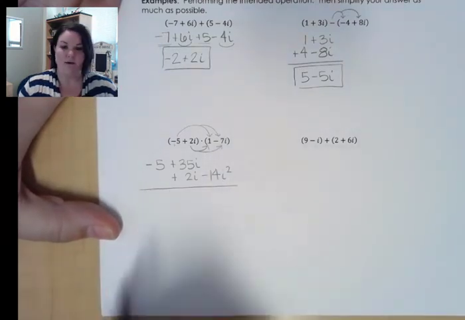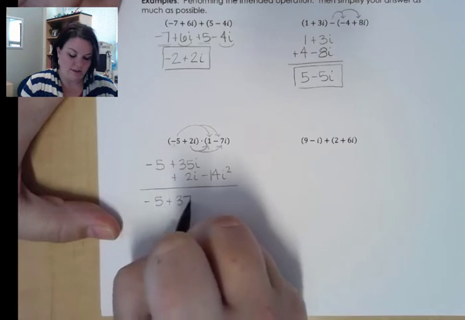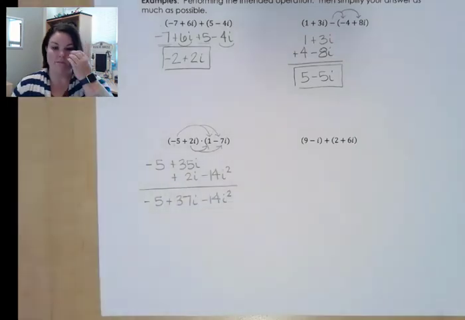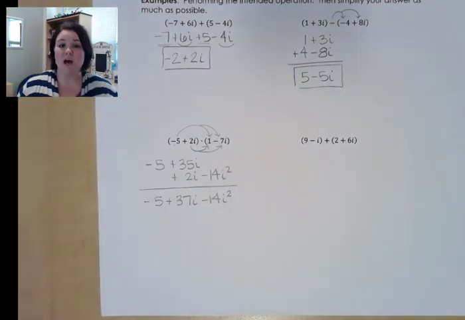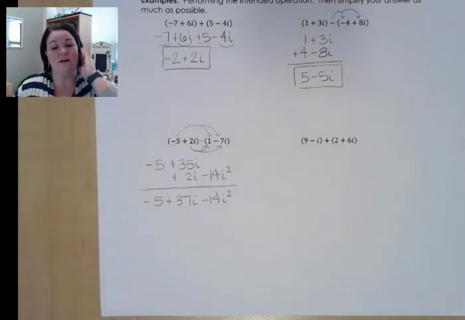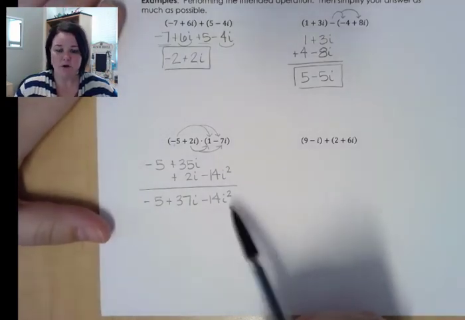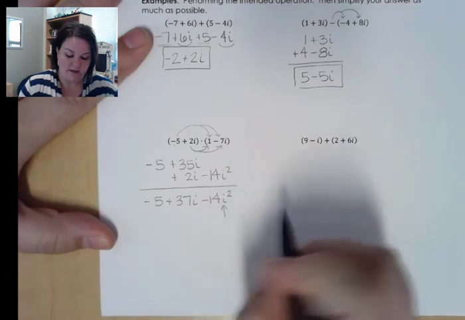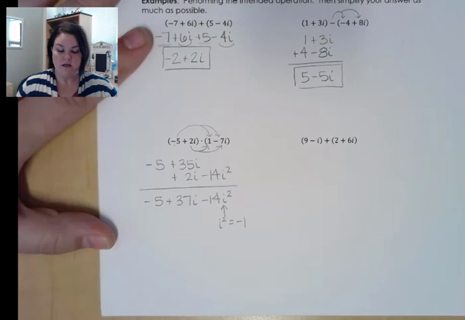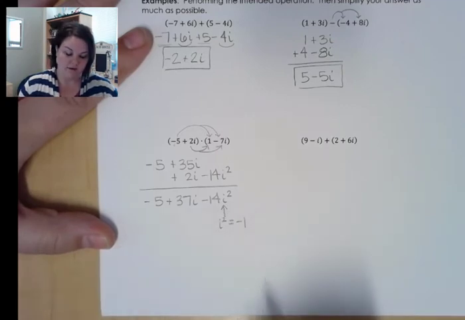So I'm going to go ahead and combine my like terms. So I have -5 plus 37i minus 14i squared. Okay, so seemingly we're done. This is how we would multiply polynomials, except we don't have polynomials. Well, we do have polynomials, but we have an i squared, right? Remember, i squared can be simplified because i squared is equal to -1, right? So never leave an i squared in your answer. Always replace it with a -1.